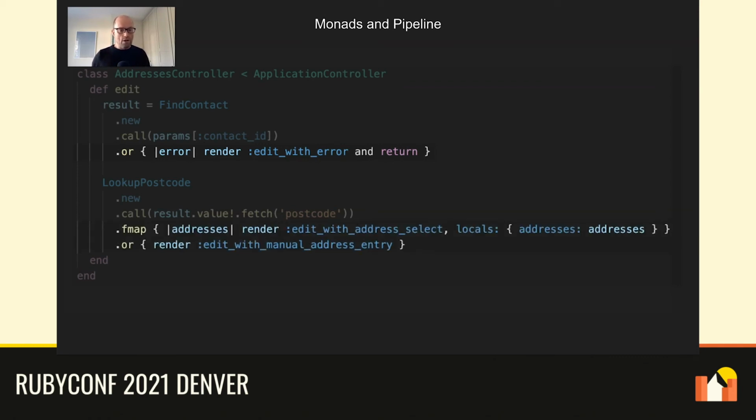And then finally, we do result.value.fetch postcode. We pass that into lookup postcode as we did before. And the result of that is going to be a success or failure. So now it's pretty simple, right? fmap deals with the success, or deals with the failure, and that's it. We are done.